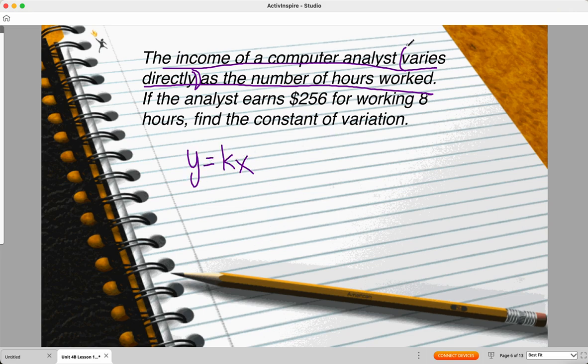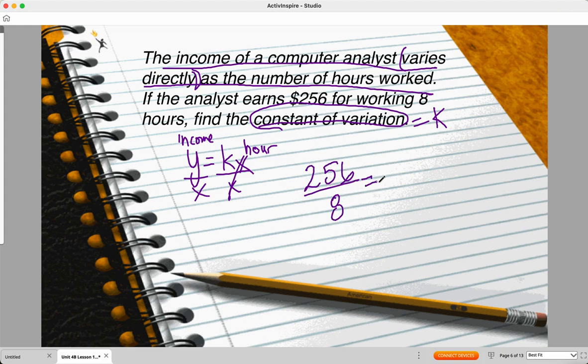Now, here's the best part. Wherever it says varies directly or varies inversely, that's k. Everything before that is y, so in this case, it's income. Everything after that is hours. Now, it wants the constant of variation, so it really wants me to solve for k. Anytime I see that, that's k. So I'm going to solve using my version of y over x. y, which was income, is 256, over x, which is 8. That equals my k. And I find out our computer analyst makes $32 an hour.